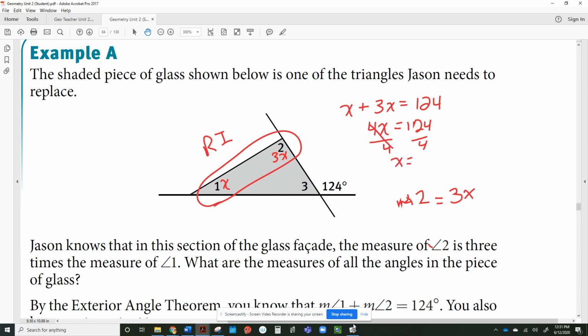And we get x is equal to 124 divided by 4, which is 31. So x is equal to 31. That means that angle 1 right here is 31 degrees, and angle 2 right here is 31 times 3, which is 93 degrees. And again, to find the measure of angle 3, all you have to do is take 124 and subtract it from 180, and you find out that angle 3 right here is 56 degrees.